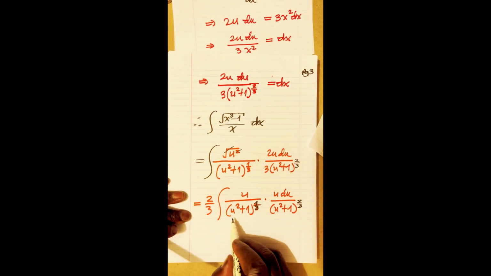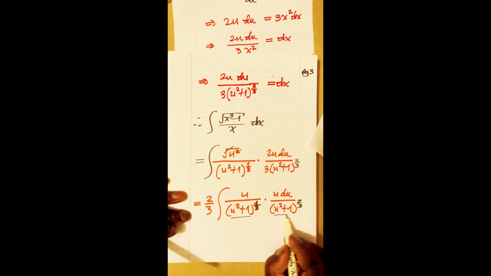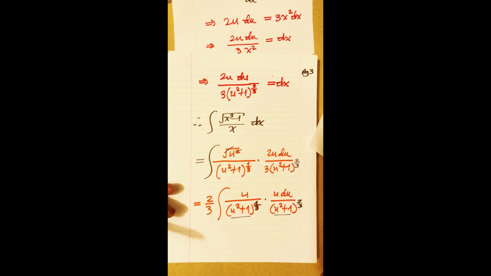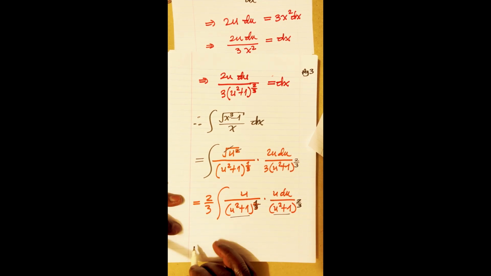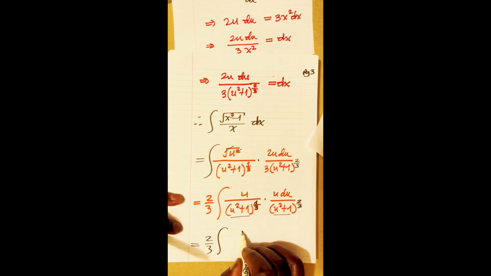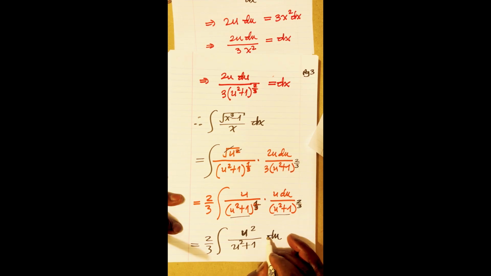So if you check this one here, this base is the same as that base. So we're going to have to add the powers. What is 1/3 plus 2/3? The answer is 1. So this integral then changes as follows. We have 2/3 outside times the integral of u times u, which is u squared, all over, in the denominator, u squared plus 1, and then we have du, because this and that will have a power of 1. So this is what we have eventually. Look at how simple that integral looks now.